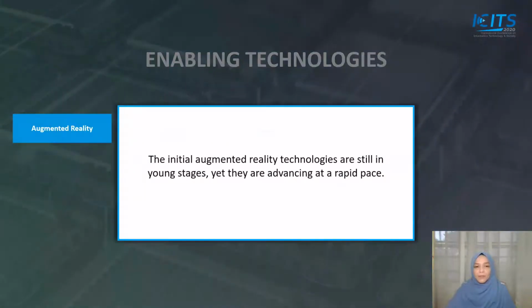Augmented reality. The initial augmented reality technologies are still in young stages, yet they are advancing at a rapid pace. Some of the first applications can be found in the delivery of information and training. For example, augmented reality can be used to deliver part replacement instructions to maintenance staff in the field.